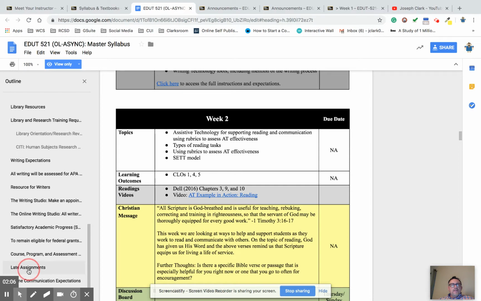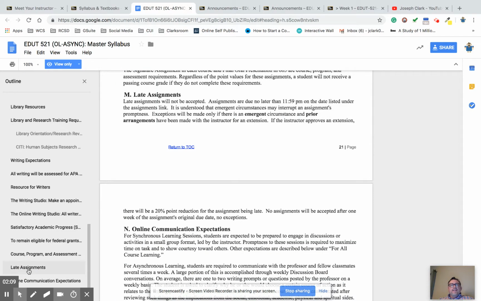But I want to pop down to something that does come up almost every class, and that's the late assignment policy. Essentially for Concordia, unless there's emergent circumstances and prior arrangements have been made, late assignments are not accepted, meaning it's going to be a 0. And I know life happens. I know all of you are in the classroom or in a district office, and it gets really busy. So if something is going on, reach out to me before Sunday night. And even then, late assignments, if they are accepted at all, there's a 20% deduction. So make sure you're communicating with me when you need to talk about anything within that area.